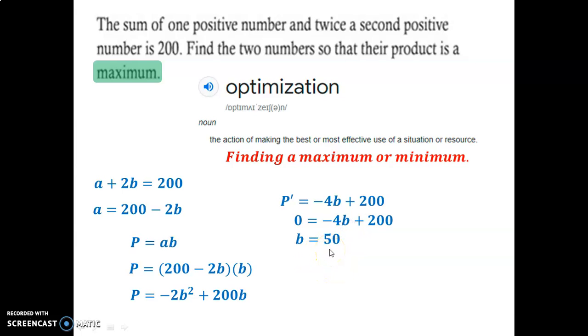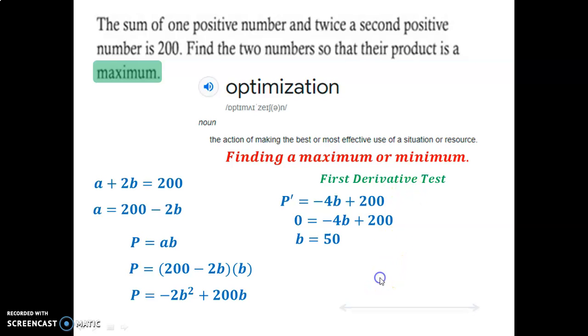Now 50 is either a max or a min point. We're going to double check. Which one is it? We're going to do that by checking on either side of 50 and seeing what the derivative gives us. So this is called the first derivative test. Okay, so let's apply the first derivative test.